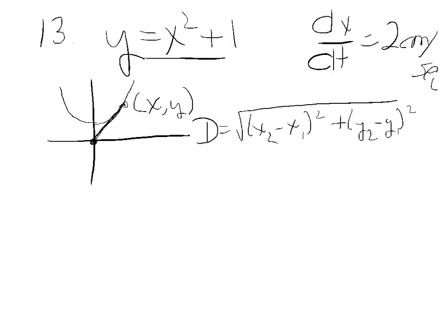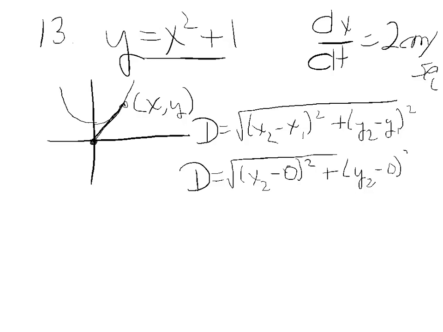Okay, so one of our points is what? 0, 0. So that's going to make it a little bit easier. And you're right, it's going to end up being x squared plus y squared, but that's because x1 and y1 are 0. So I'm just going to go ahead and do it this way, just so everybody can see where it comes from. So we get the square root of x squared plus y squared. Okay, so that's what you were doing.